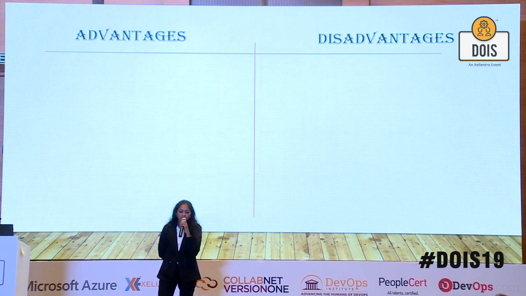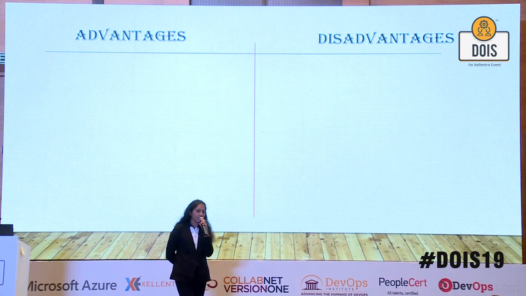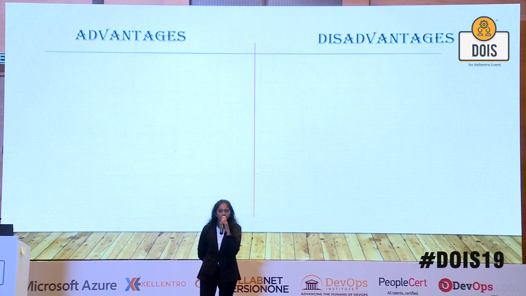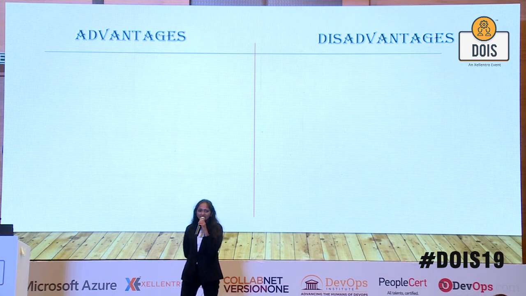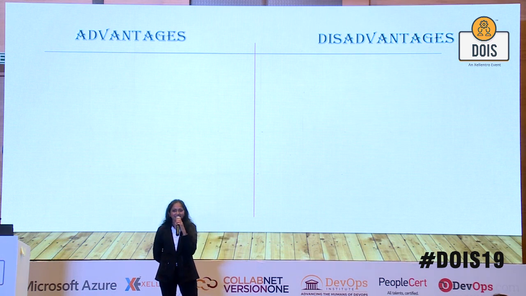So what do you think are the advantages and disadvantages of AI and ML? Is it easy to deploy AI and ML on the data being generated in DevOps? Is it easy? No? Okay. So what do you think are the advantages? Anyone?